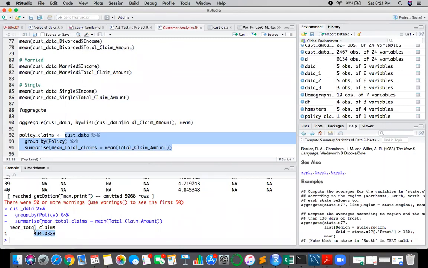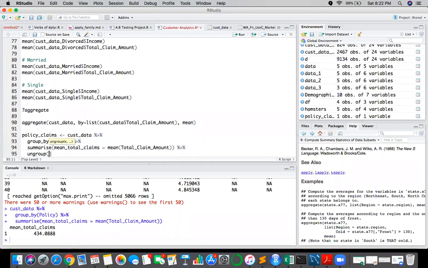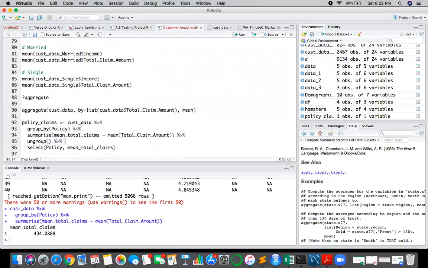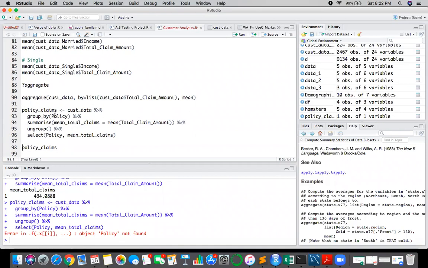I want two values, where one will be your claim amount. If I select policy, and then after ungrouping it, this should also work, but there's some error here. I'll have a look.